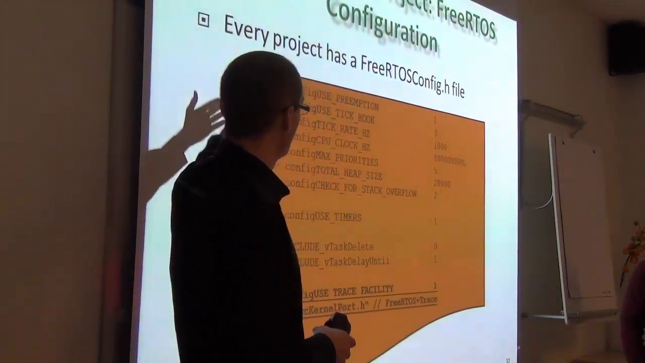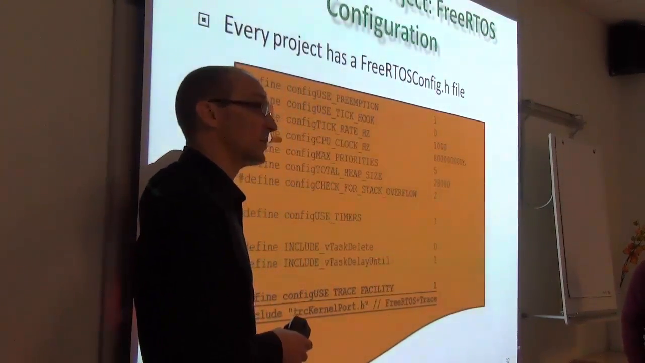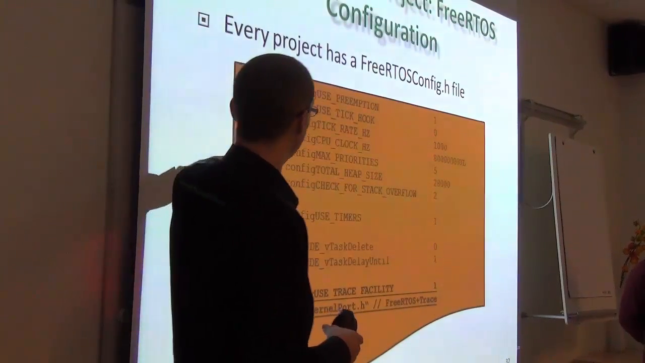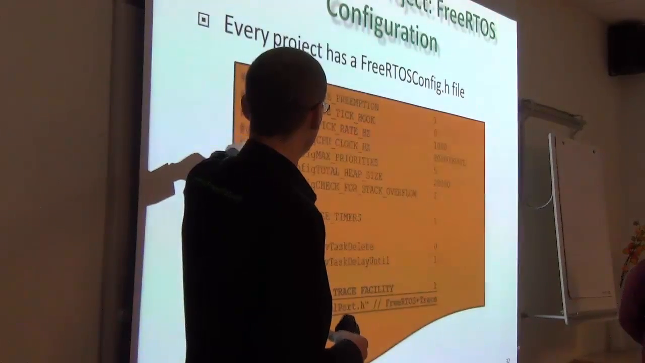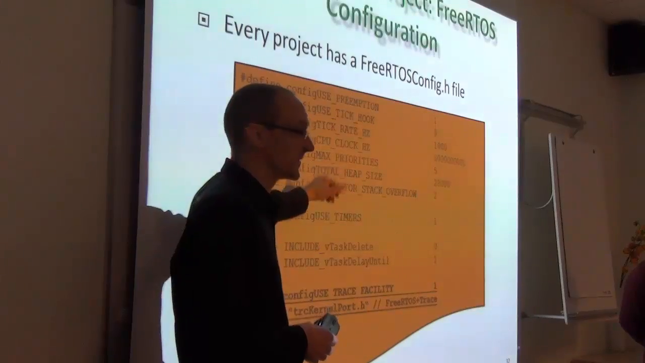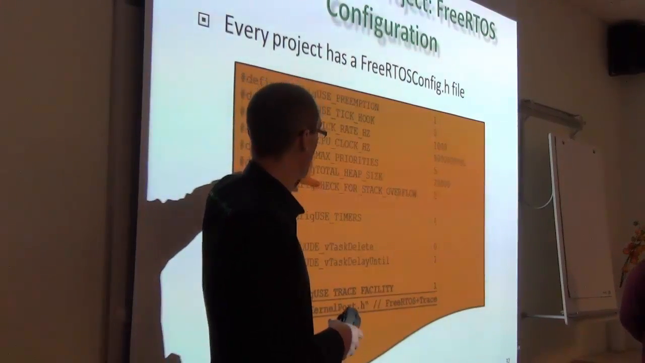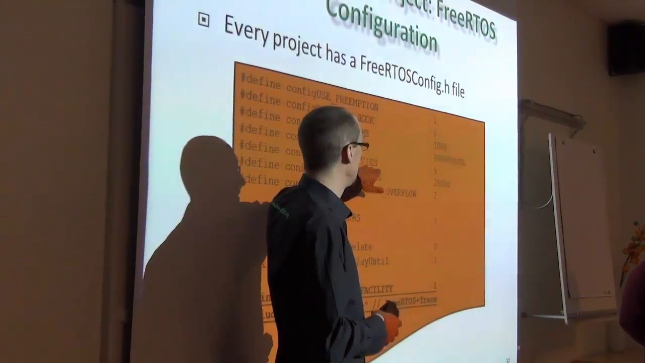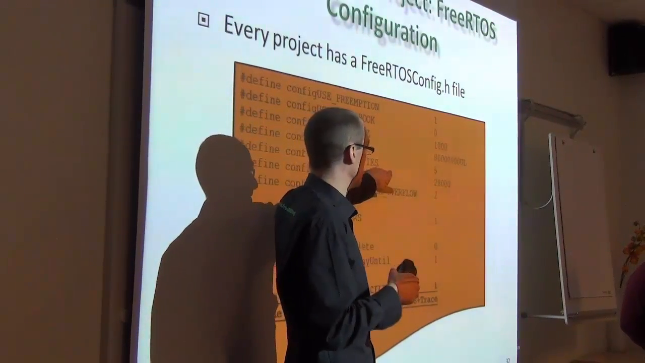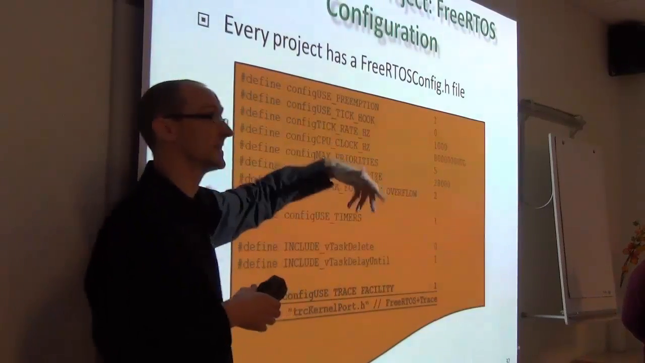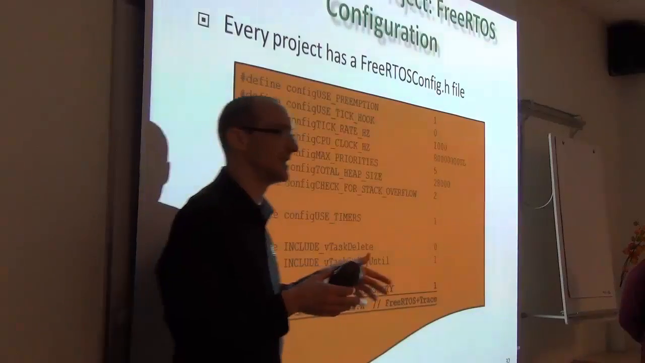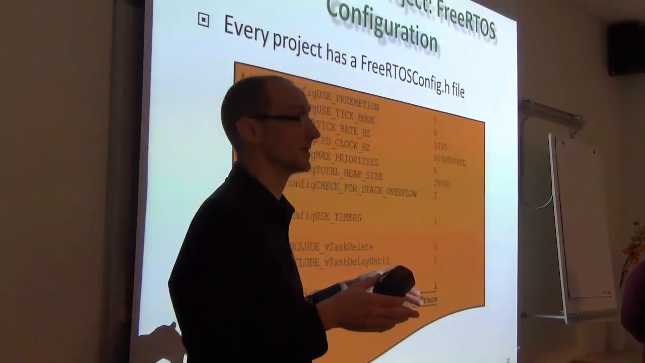So every FreeRTOS project will have a configuration file called FreeRTOSConfig.h. This is just a subset of parameters you'll find in here, but one of the things we have is the maximum priorities. So the total available number of priorities is a configuration file setting that you control. There is no practical limit. You can set that to whatever you want.